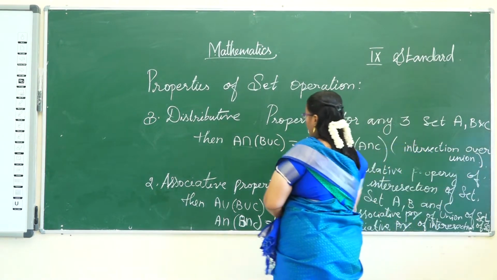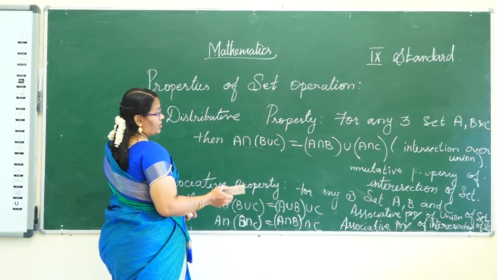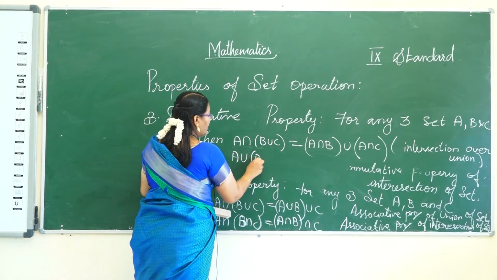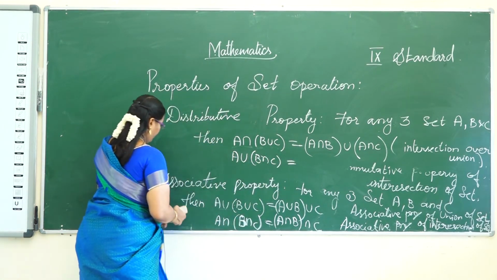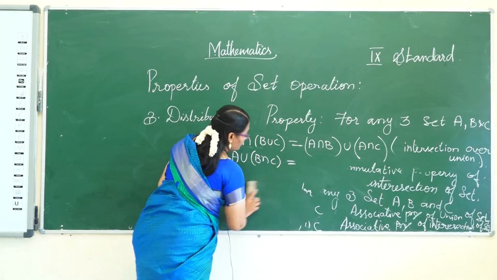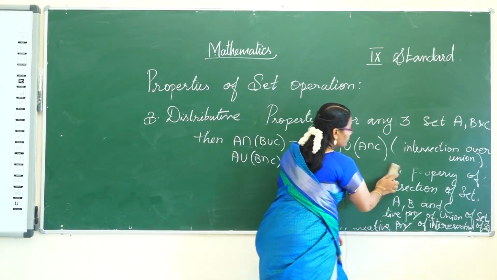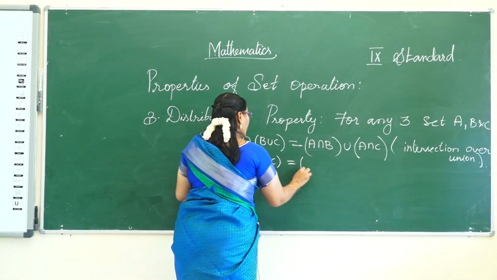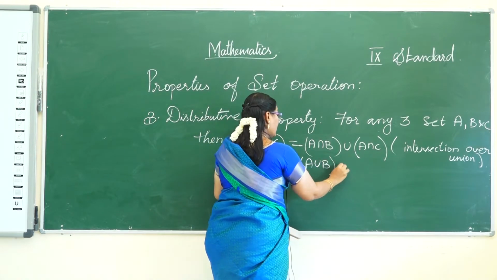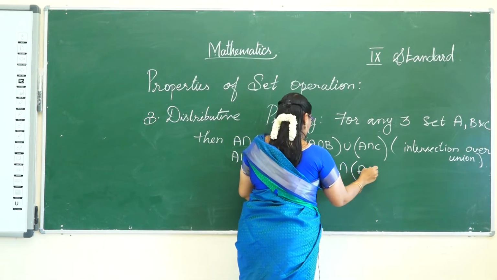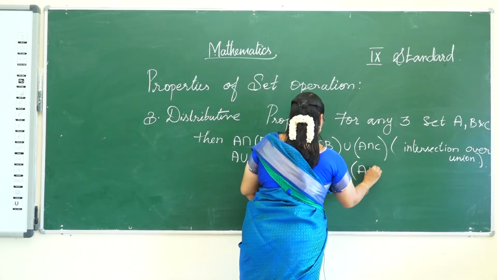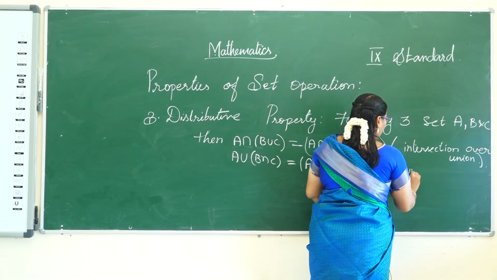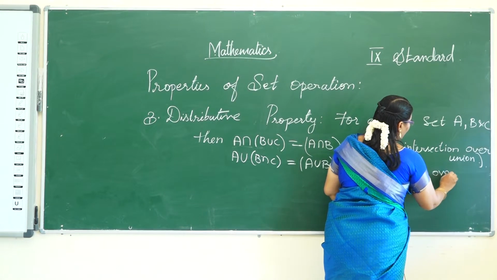Intersection over union. And the second one, A union (B intersection C) is equal to (A union B) intersection (A union C). So this is the distributive property of union over intersection.